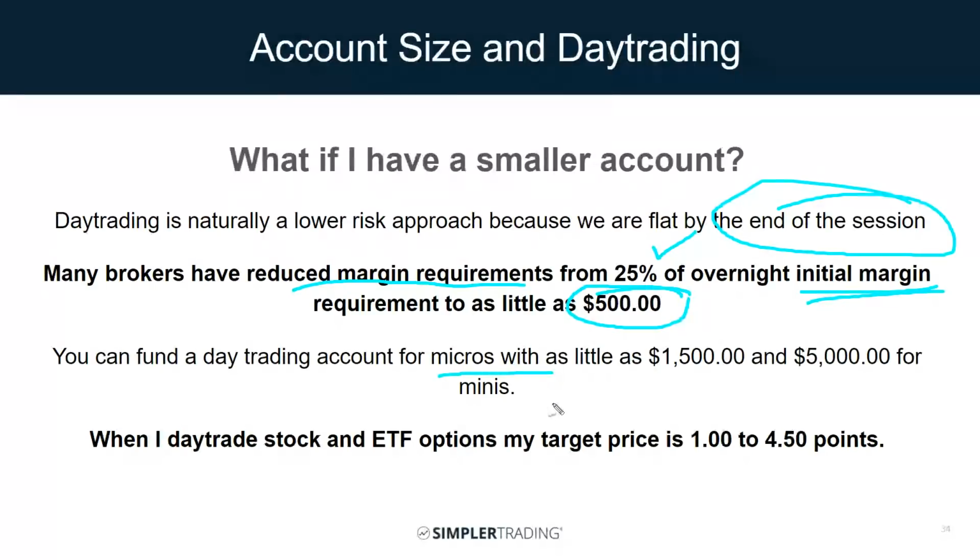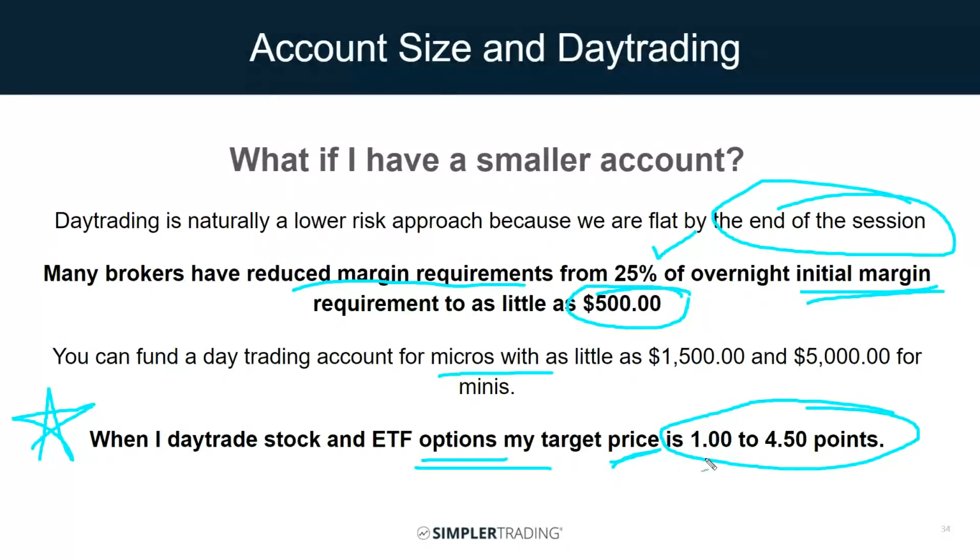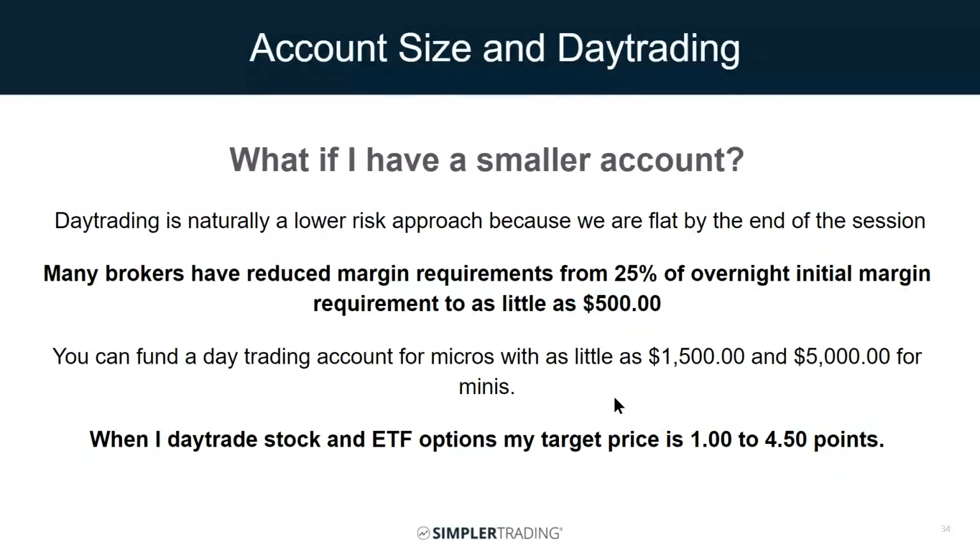So there are ways to make futures trading very, very inexpensive. You can trade micros for a very little amount of money. And again, when I day trade stock and ETF options, my target cost per option price is $1, sometimes less, but up to $4.50. I'm usually not trading an option that's higher in cost than that. So that's $100 to $450.